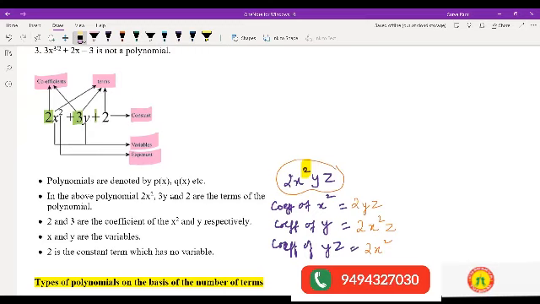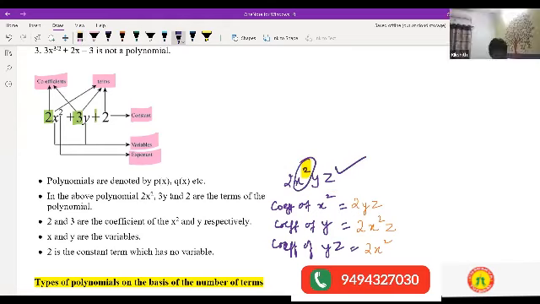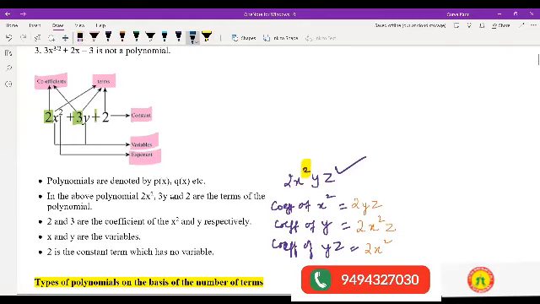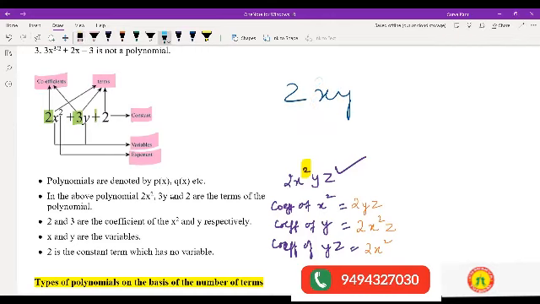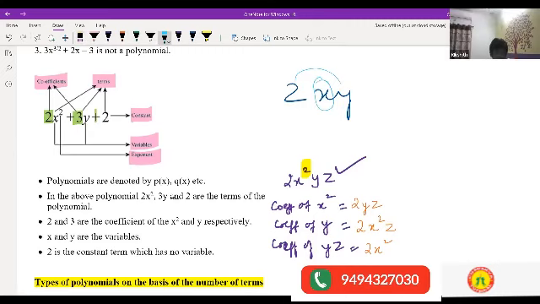Next, see here, coefficient in this polynomial. Here they ask, what is the coefficient of x square? Leaving x square, we have to find everything else, the y, z, 2y, z, completely. Suppose what is the coefficient of x? It is 2y. Coefficient of x is 2y. In 2xy, if I ask you the coefficient of x, we should write 2y. Okay, sir. Coefficient of x is 2y.